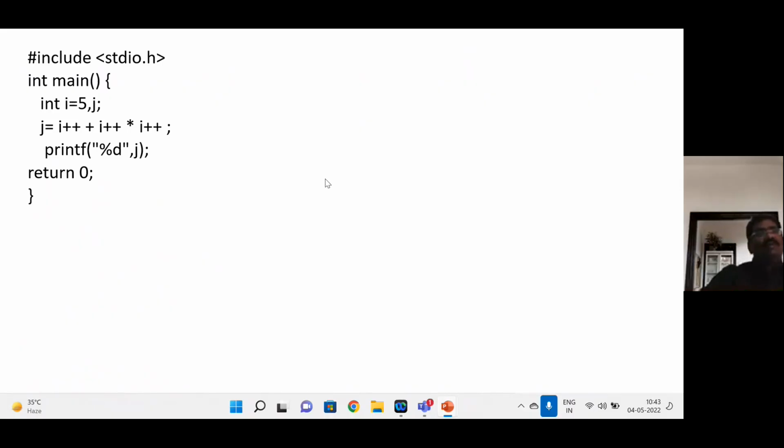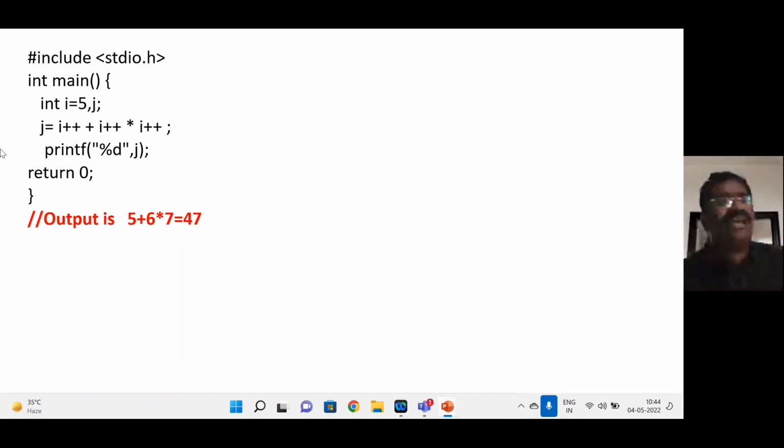So for example, the first one: #include <stdio.h>, int main, int i is equal to 5, j is equal to i++ + i++ * i++. These are all post increment operators. But what is the output of this? Here all are post, so that is 5 plus 6 into 7. This is also post, meaning all the i values are incremented.